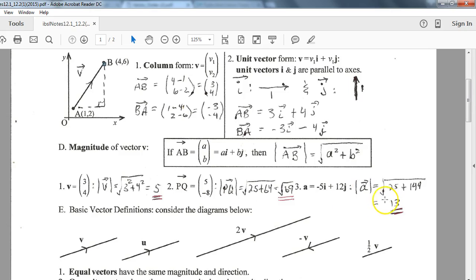Some of these you'll notice some shortcuts too. Another Pythagorean triple was a 5, 12, 13 right triangle. So if you remember some of those, those are great shortcuts.